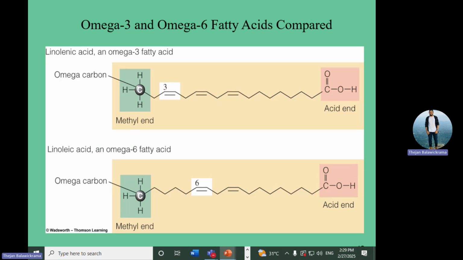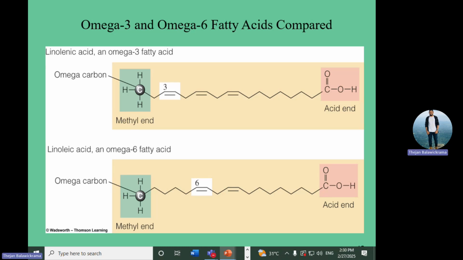Here, look at this. The top one, linoleic acid, is omega 3. Why? The double bond is at the third carbon atom from the CH3 side: 1, 2, 3. From the CH3. Omega 3.